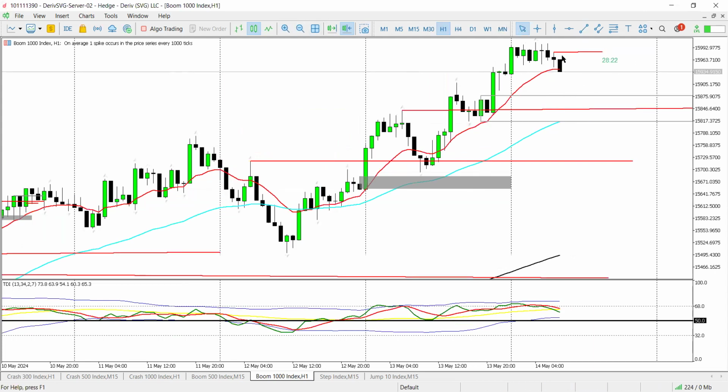So we're going to also leave this one on H1. A minor zone which we have would be this one, which is where price can also react. But for now, let's just patiently wait and see what the dealer wants to do.